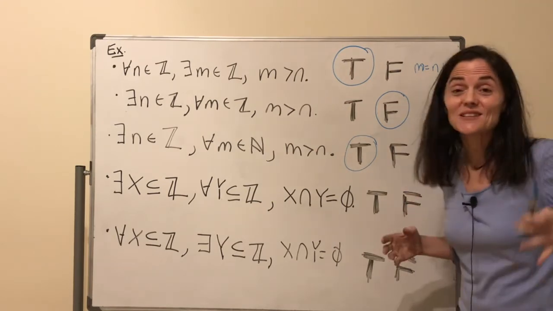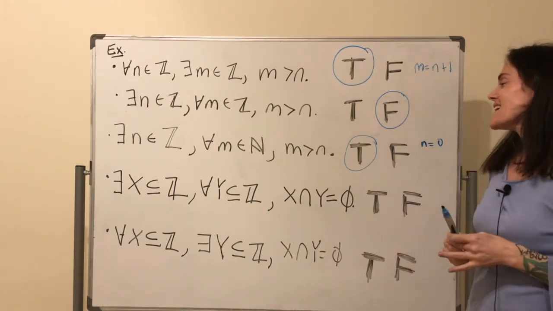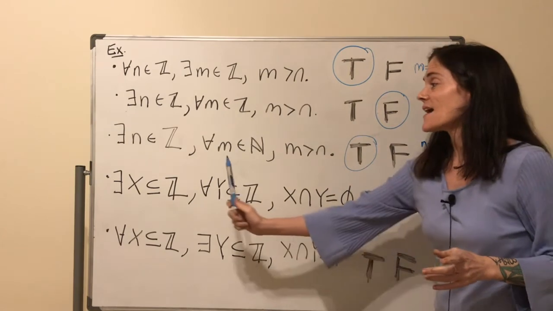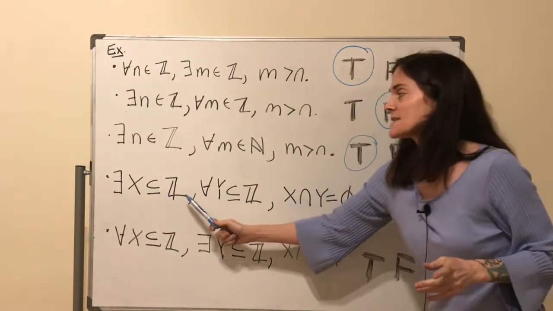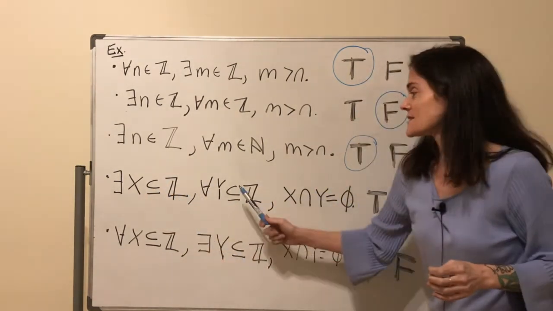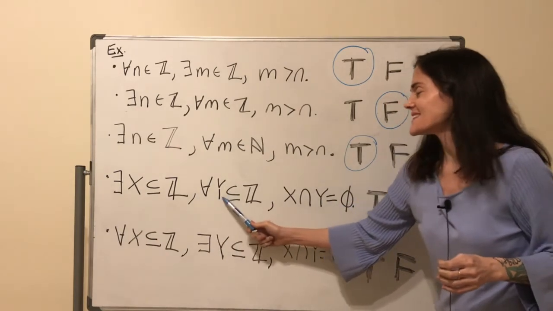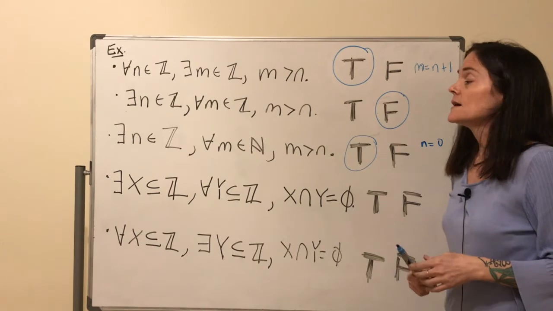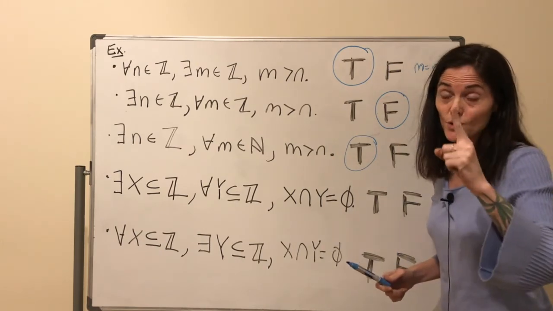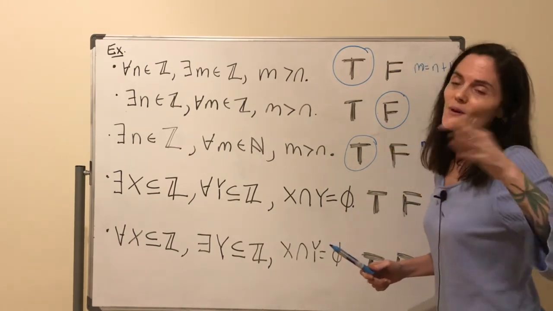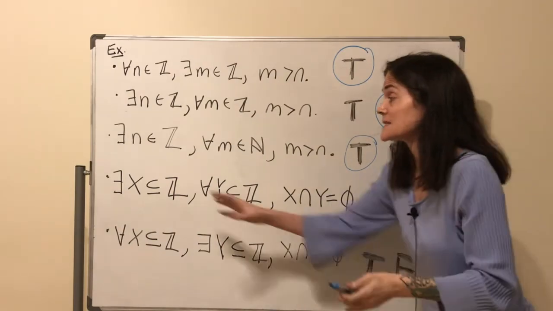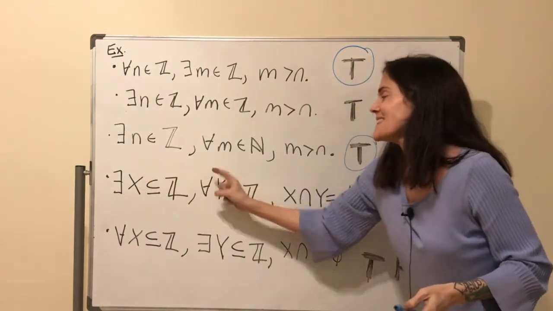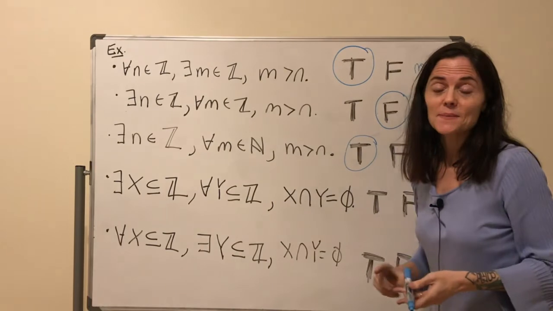Okay, now the next two are fun. The next two have to do with subsets. So here we have, there exists a subset X of the integers such that for all subsets Y of the integers, X intersect Y is empty. Now the there exists comes first, so there needs to be one, or maybe there can be more than one, but there needs to be one that will work for every possible subset of the integers.